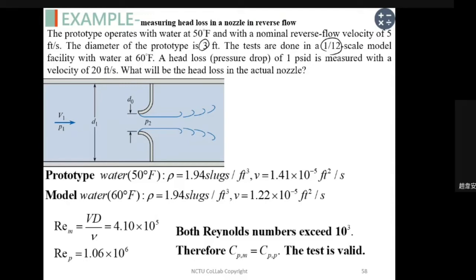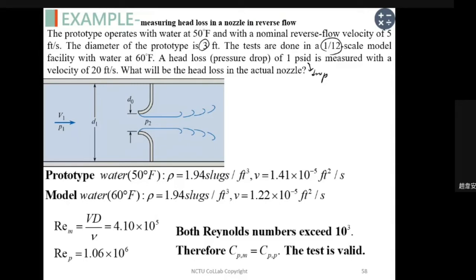So we actually know a head loss pressure drop of 1 psid. The D here indicates the drop, usually related to the head loss for our systems, measured with a velocity of 20 ft per second. So what will be the head loss in the prototype, the actual nozzles?